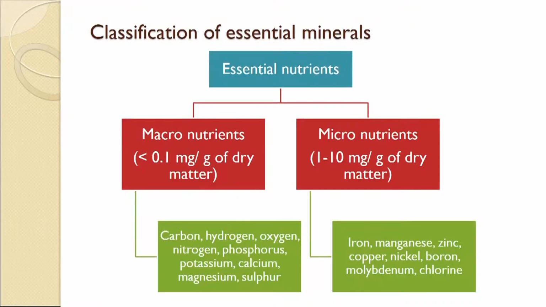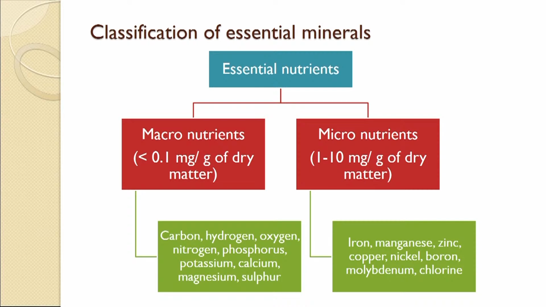Next, let's discuss the classification of essential minerals. On the basis of requirement by the plant, we can classify the essential nutrients into two groups: macronutrients and micronutrients. Macronutrients are required by the plant at 1 to 10 milligram per gram of dry matter, while micronutrients are required by the plant in a proportion of less than 0.1 milligram per gram of dry matter.